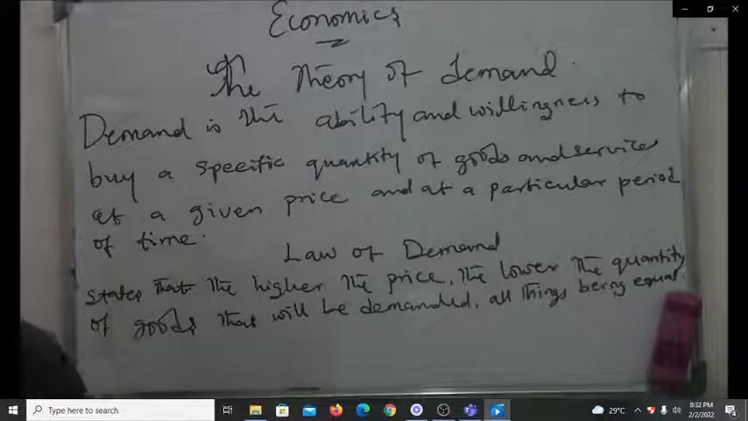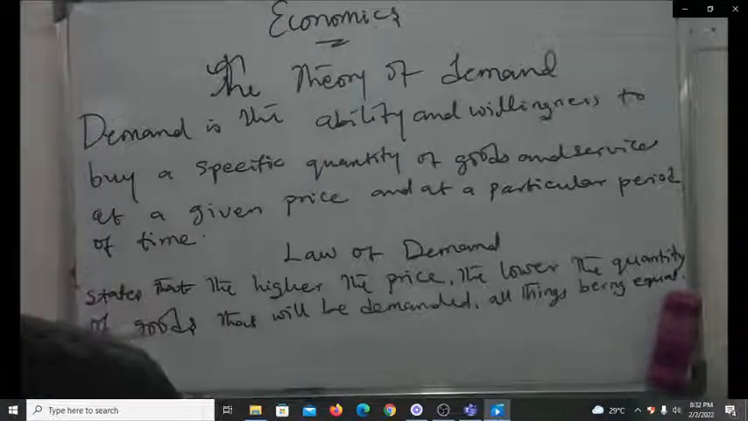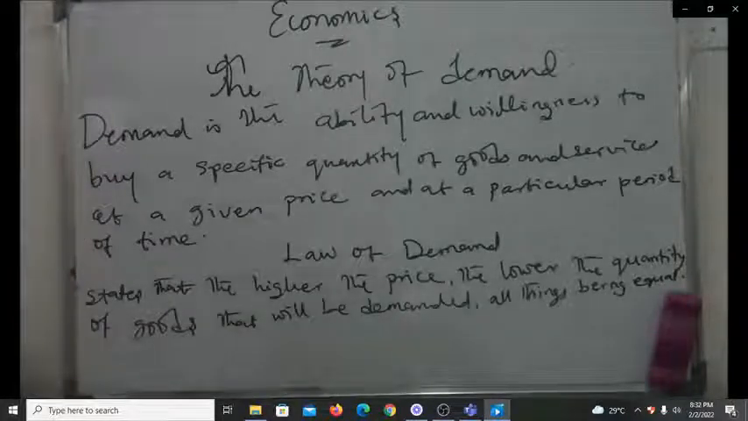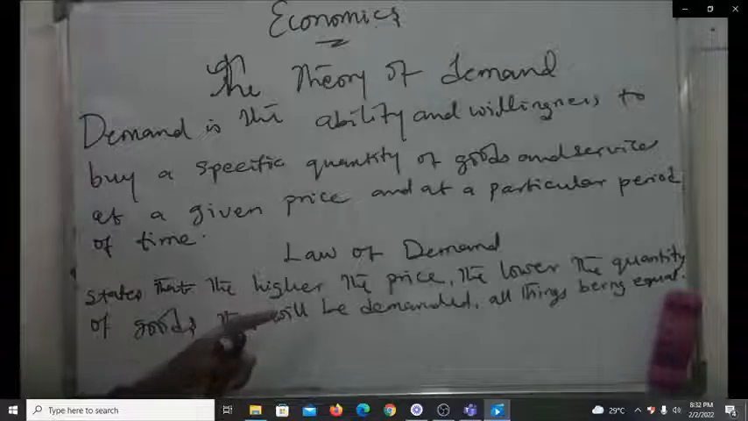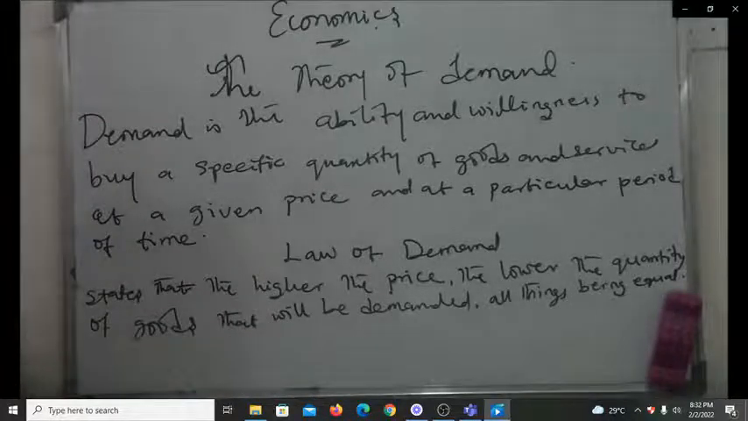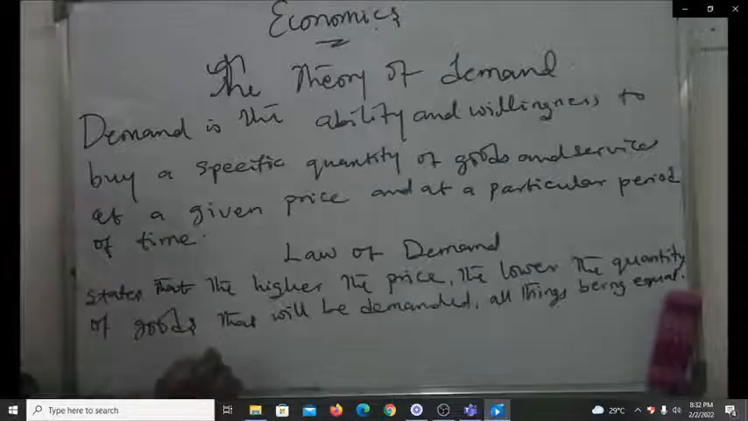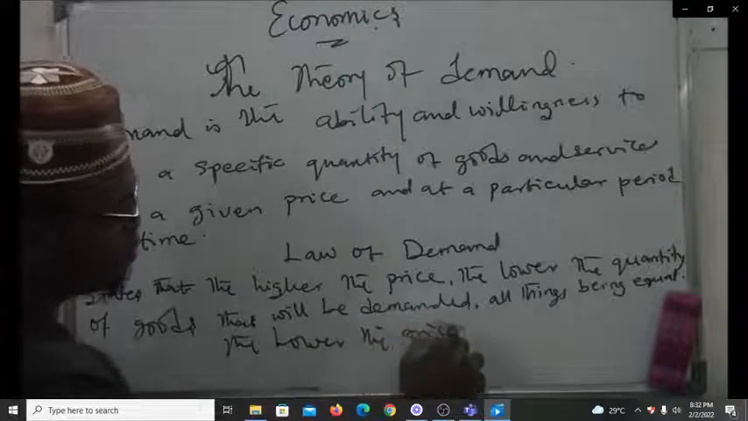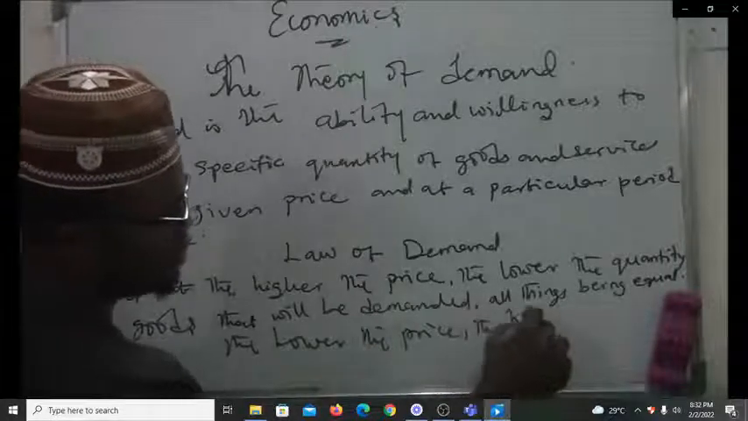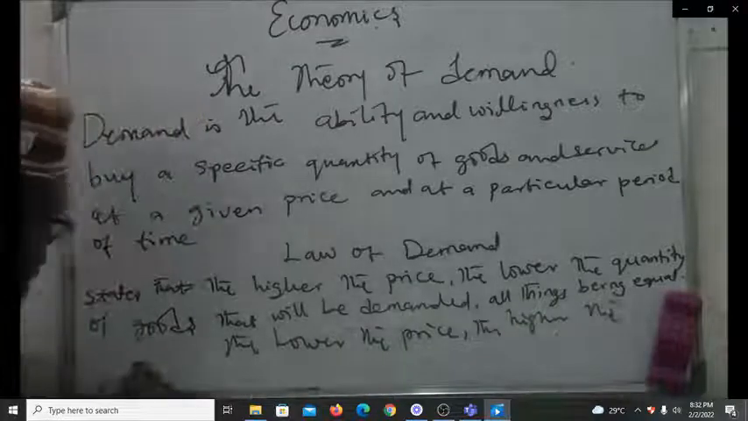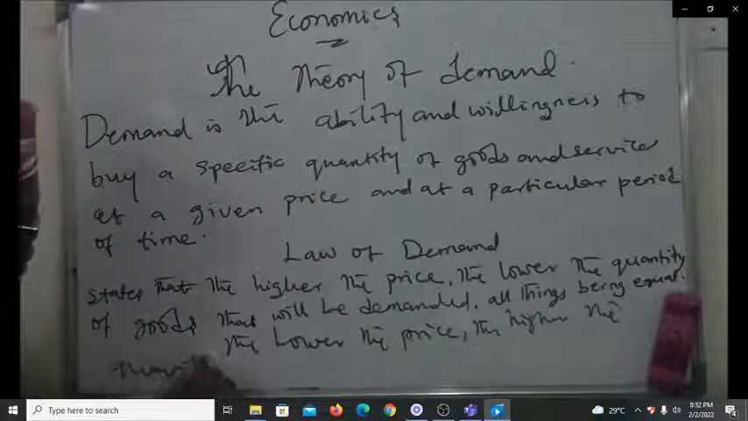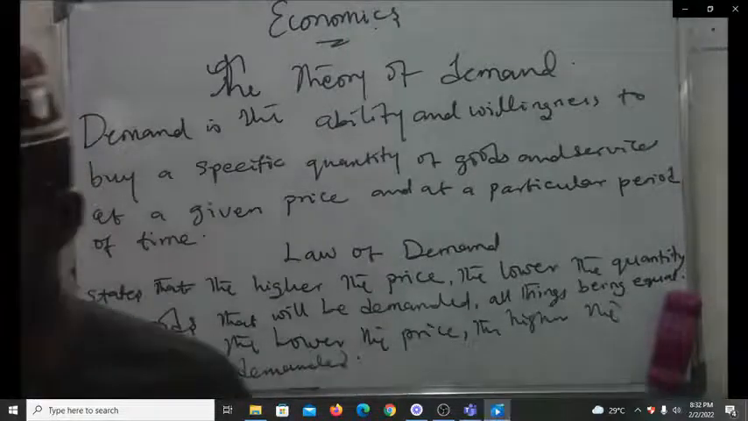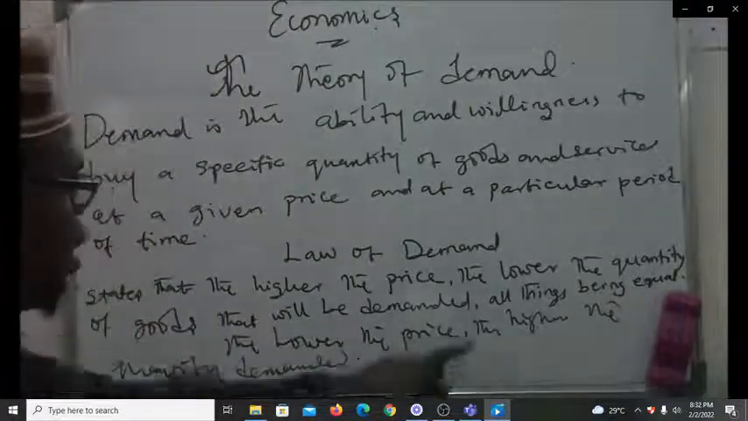JAMB is always going to ask you: the law of demand states one of the following. It will give plenty of statements, so it's your duty to pick out these statements. Is that clear? Another way that this statement could be put is: the lower the price, the higher the quantity demanded.